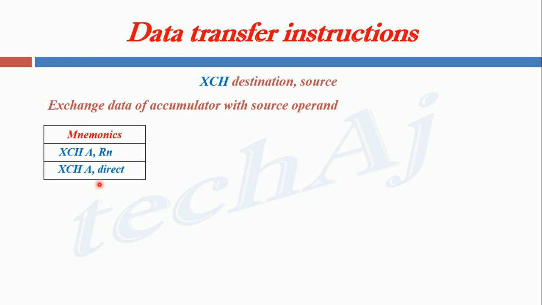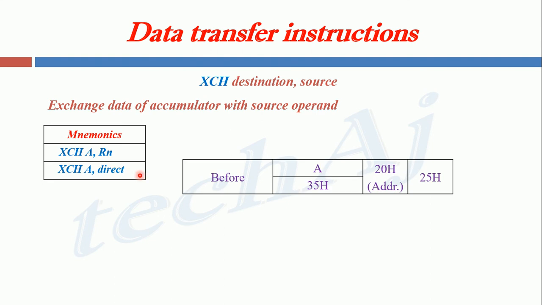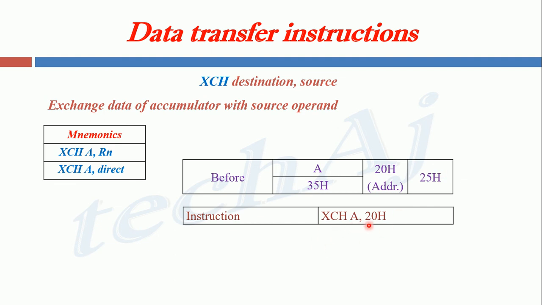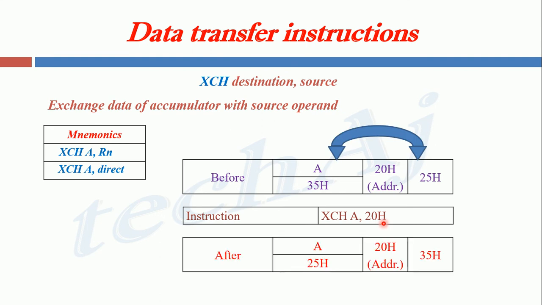Next instruction is exchange A, direct. This instruction will exchange the contents of accumulator with the contents of direct memory address mentioned in the instruction itself. For example, suppose we are having the accumulator with the value 35H and some address location 20H is having the value 25H. So if we execute the instruction exchange A, 20H, this instruction will exchange the contents of accumulator with the content present at the address location 20H and will get the value of accumulator with the 25H, and address location 20H will get the value of accumulator, that is 35H.